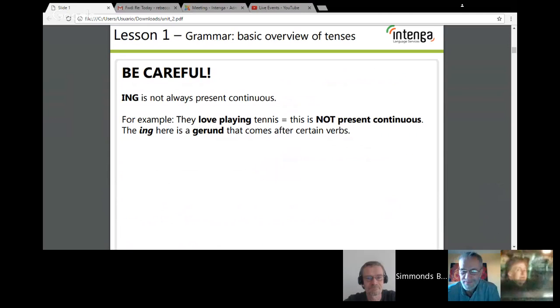Okay. For example, when the verb is the subject of the sentence, the verb also uses the ing form of the gerund. So playing football is exciting, we'll say.